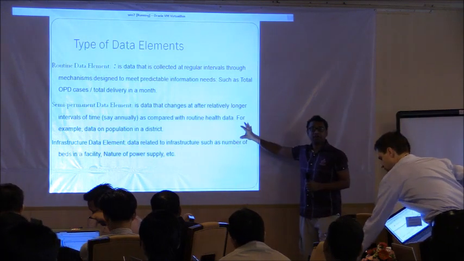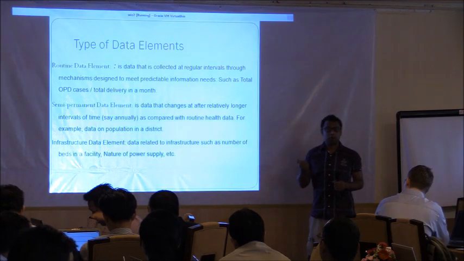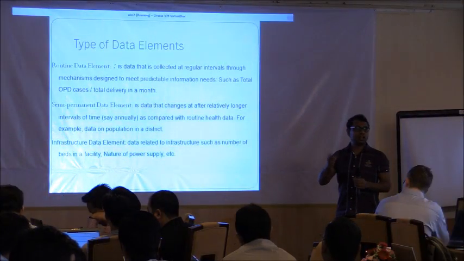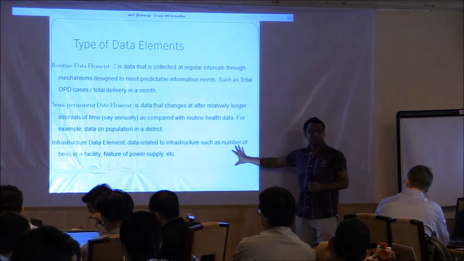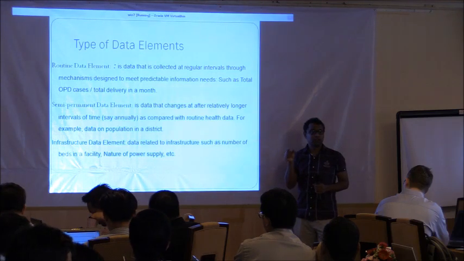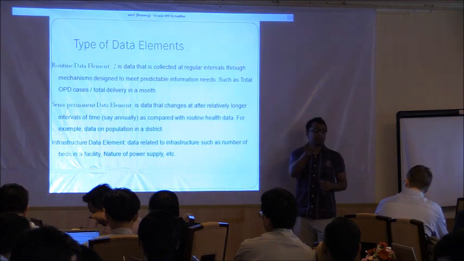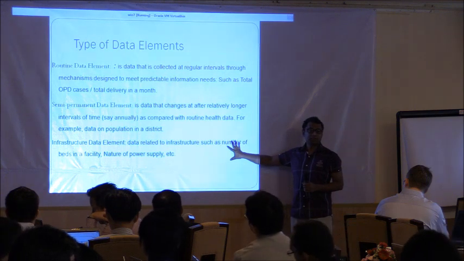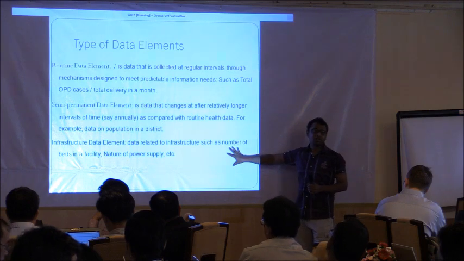Then there is semi-permanent data, which does not change every month, or is hard to correct every month. For example, population or targets, which are set for a year. You can't change the target every month because you have to measure it. And then the infrastructure data item, which describes a particular facility or district or hospital. For example, number of beds, which describes how many beds there are in this particular facility. So it's called an infrastructure data item. Okay, 3 types: routine, semi-permanent, and infrastructure.